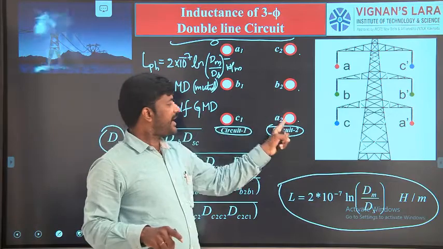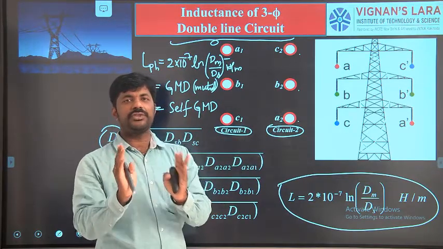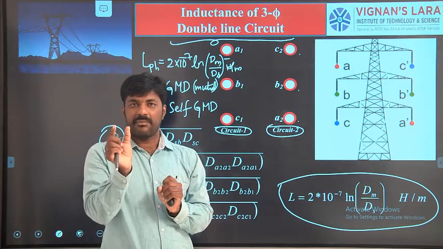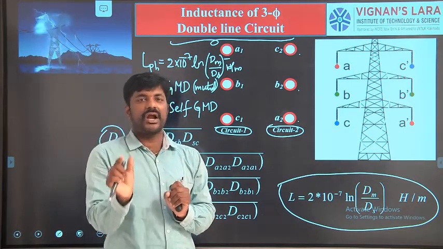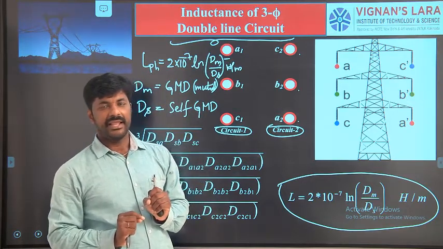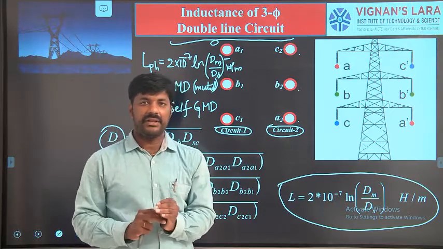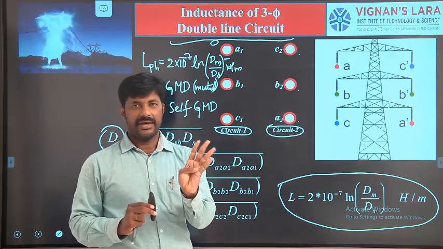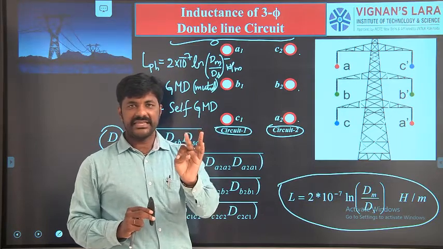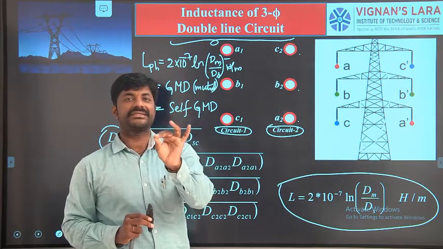A and A dash are the 2 similar phases which are available with 2 different circuits. Then I have to identify the distance among the similar phases, which is called the self-geometric mean distance. Okay, how many similar phases will be available? For phase A, 1. For phase B, another self. For phase C, the third self. Total 3 self-geometric mean distances you can identify.